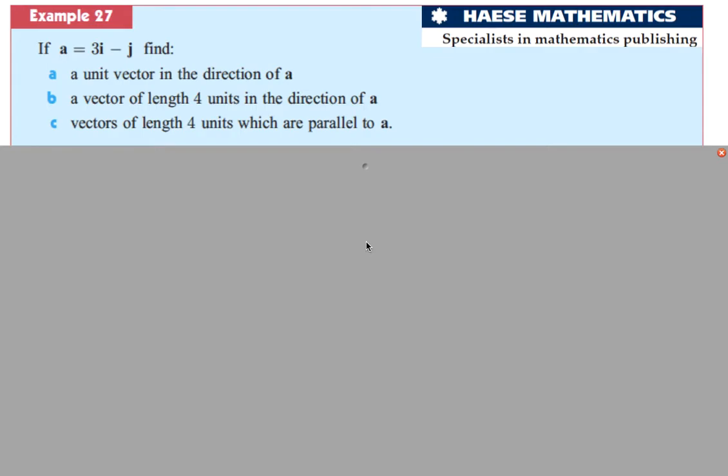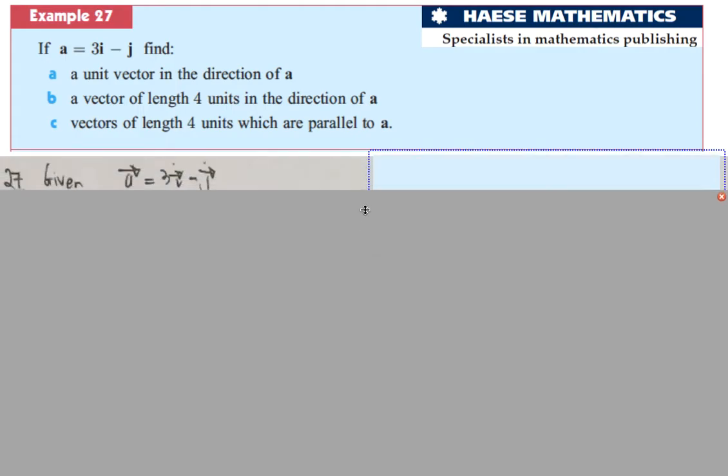So in this example, we're given a vector a equals 3 times the unit vector i minus 1 times the unit vector j. And then we're asked to find three things. Firstly, we're going to focus on how to find a unit vector in the direction of a. Basically, a unit vector, just some background, is a vector that is in the same direction of the given vector, in this case a, but whose magnitude is 1 unit. So, having said that, we're going to focus on question A.